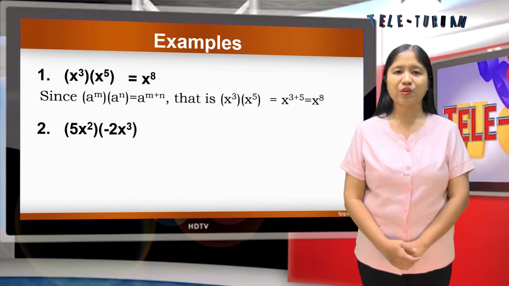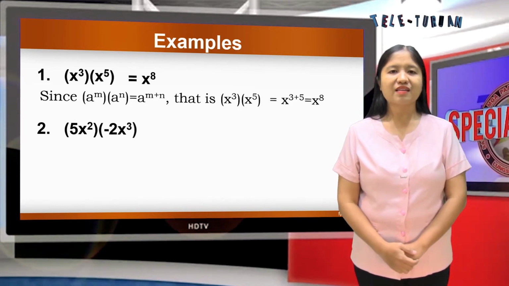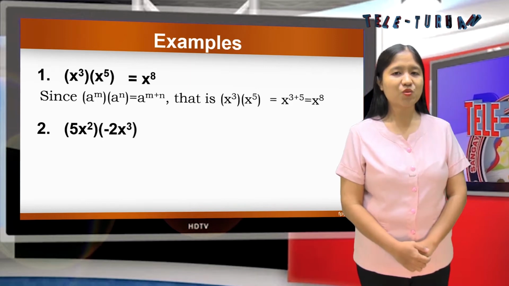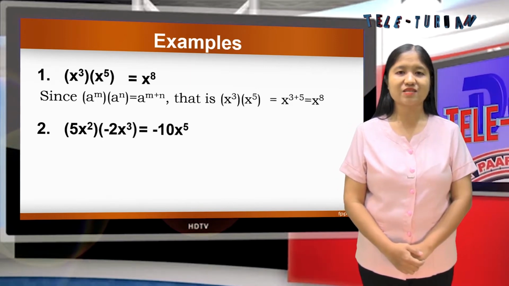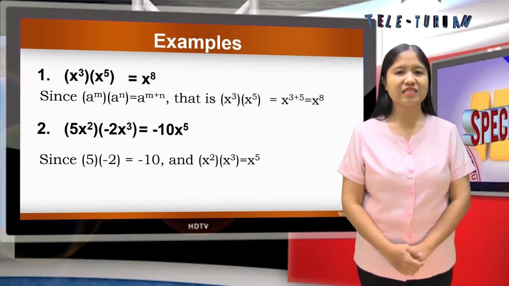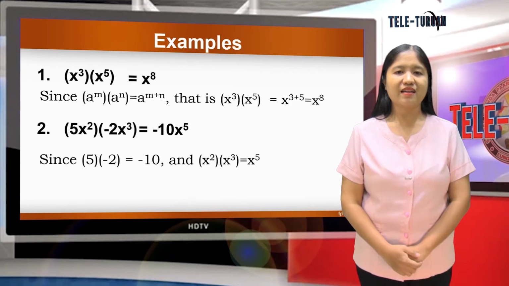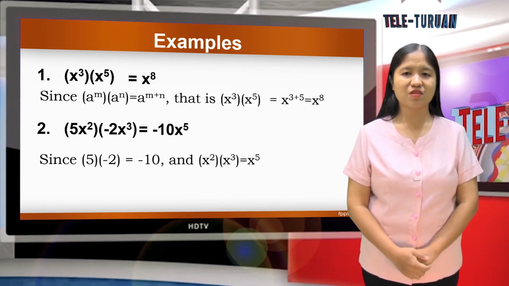How about for number 2? Very good. 5x squared times negative 2x cubed is equal to negative 10x to the 5th power. Since 5 times negative 2 is equal to negative 10, and x squared times x cubed is equal to x to the 5th power.